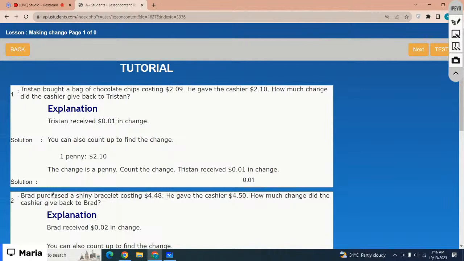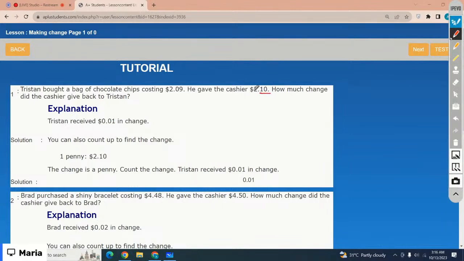Which is the correct option? Basically, the total amount he has is 2.10, right? The chocolate he bought is 2.09. So let's just subtract them and see. When you subtract 2.09 out of 2.10, you are left with 0.01, right? That means the shopkeeper gave Tristan back 1 penny, right? 0.01 is the value of a penny. Got it? Basically, we have to subtract them and then we need to see which coin he gave back, right?